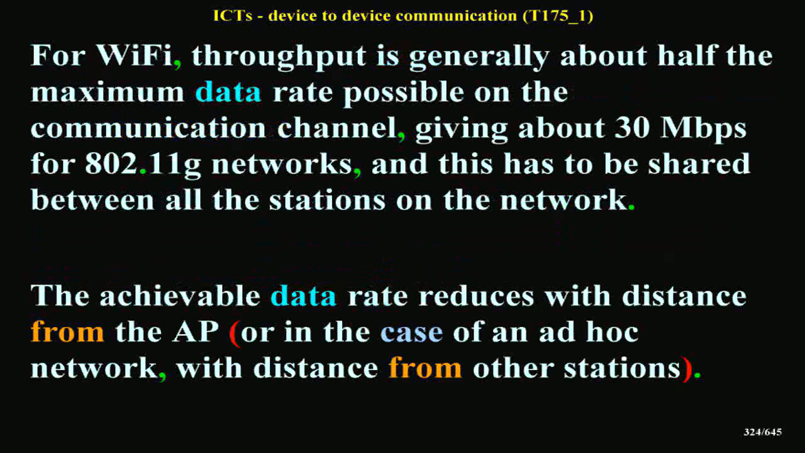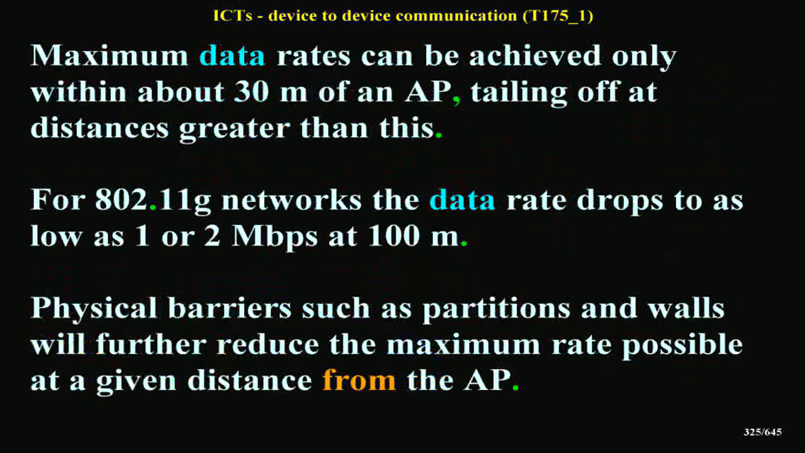The achievable data rate reduces with distance from the access point, or in the case of an ad hoc network, with distance from other stations. Maximum data rates can be achieved only within about 30 m of an access point, tailing off at distances greater than this. For 802.11g networks, the data rate drops to as low as 1 or 2 Mbps at 100 m. Physical barriers such as partitions and walls will further reduce the maximum rate possible at a given distance from the AP.